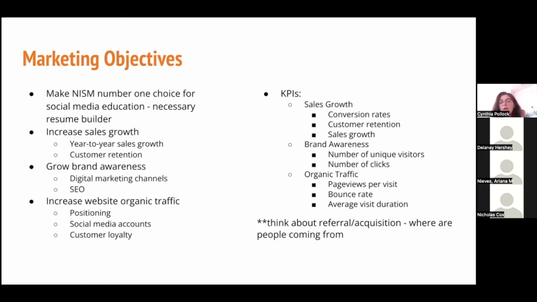And then second, brand awareness. Obviously, the more that people know about our brand, the more that we will increase traffic and increase those sales growth. And this we will be able to measure through our unique visitors and number of clicks. And then lastly, going on to organic traffic, this will be measured through the page views per visit, bounce rate, and average visit duration. And obviously, these will also help us figure out how to make NISM the #1 choice.